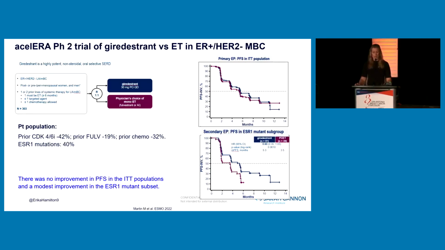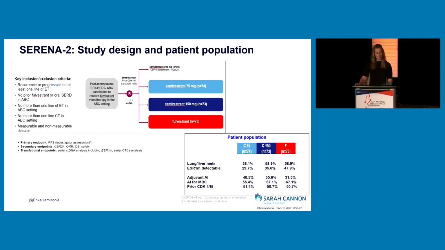You see a very similar story to the previous slide, really no benefit and no perceivable difference in the curves in the intention to treat population, but among those 40% of patients that had an ESR1 mutation, we can start to see this curve separate a little bit, 3.5 versus 5.3 months, so almost that 2 month, but we didn't have the power in this subset for this to be significant.